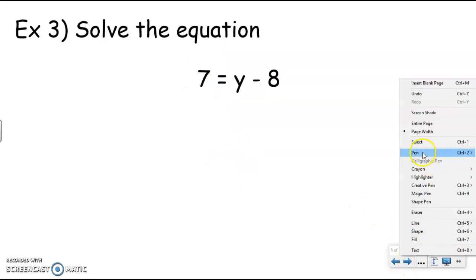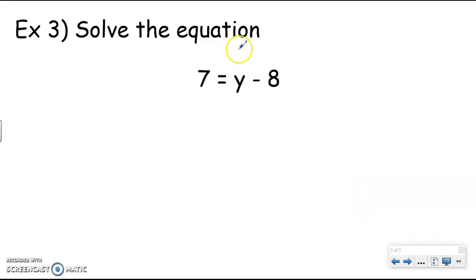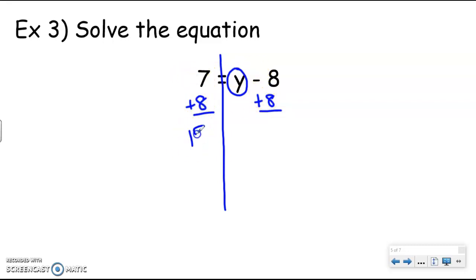Next one. Same thing, drawing my line through my equal sign to keep this balanced. Notice this time my y is on the other side, and that's okay, we can still solve it. Ask yourself what's happening to that y. If I read that part, I have y minus 8. The opposite of subtracting 8 is adding 8. You have to add 8 to both sides. So 7 plus 8 is 15. My y is still there, and then -8 and 8 cancel out. So we get 15 equals y.